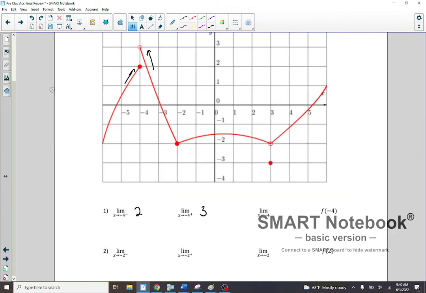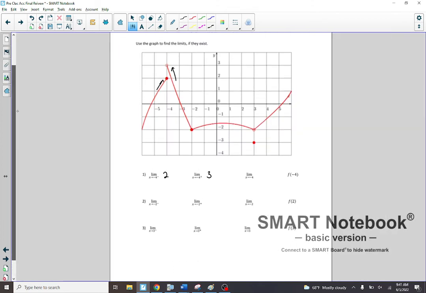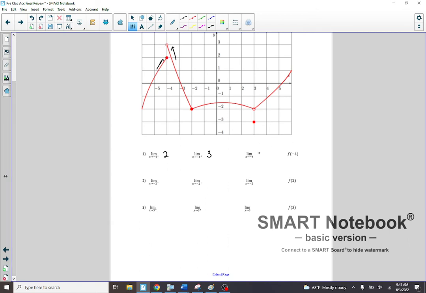Let's make this smaller. Okay. They don't match. So because they don't match, it does not exist. And then f of negative 4, it's where the solid dot actually exists, which is 2 here.